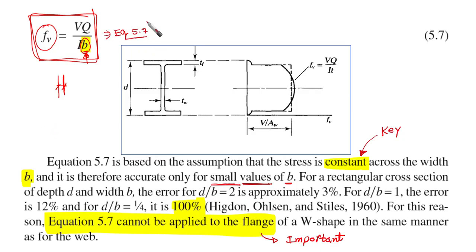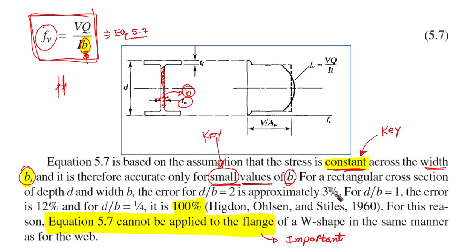So this equation, which is 5.7 in the textbook, is based on the assumption that the stress is constant. This is number one. We're talking about constant stress along the web length across the width B. So this is the web, and this is the width that we're talking about. Here it is T web, but in this equation, we think of it as B, and it is therefore accurate only for, exactly, this is a key word, small values of B. It is not derived for large values of B.